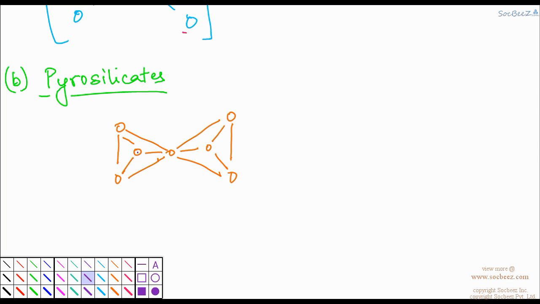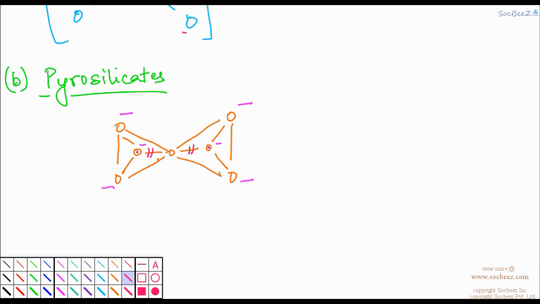Okay, and there is silicon over here. Okay, and where would be the minus charges? Can you guess? That minus charge would be present over here, here, and here, and here, and here. There would not be a minus charge present over here. Why? Because this oxygen is shared by this silicon and this silicon. So there won't be a minus charge over there.